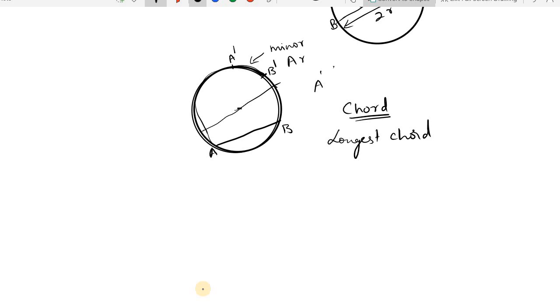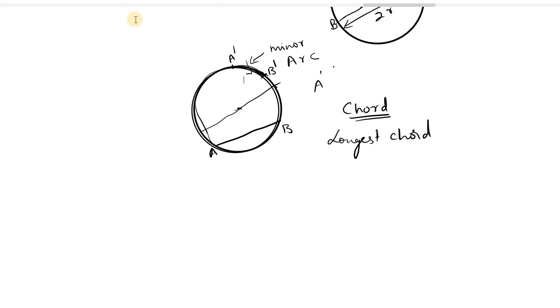So A dash minor arc A dash B dash would mean this one, this particular one, and the major arc A dash B dash would mean from here to here.